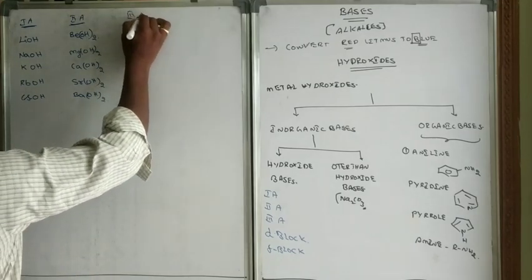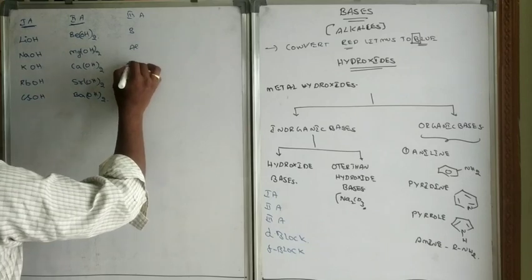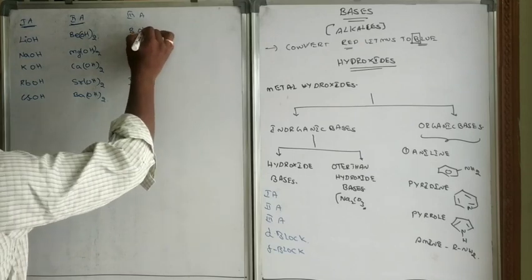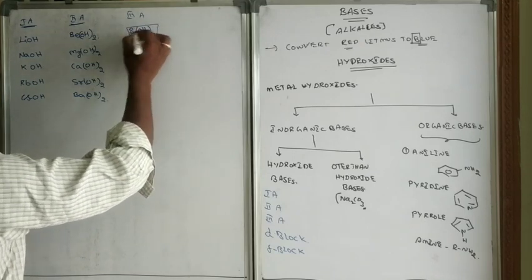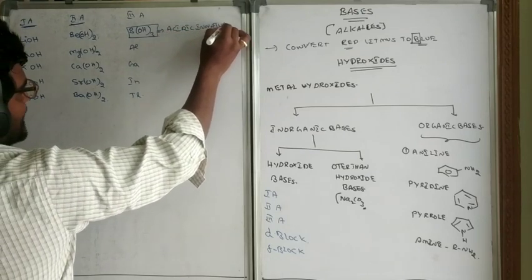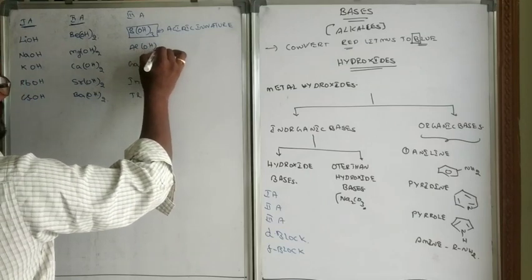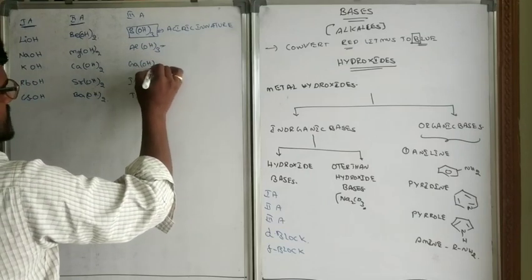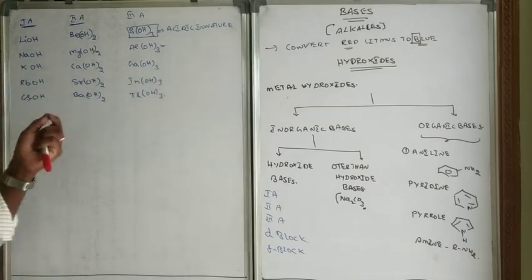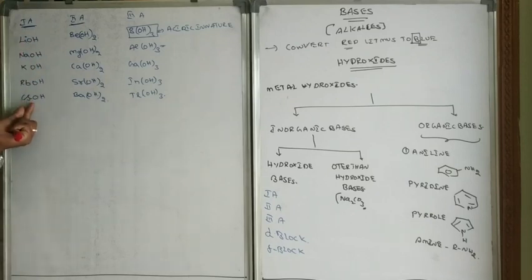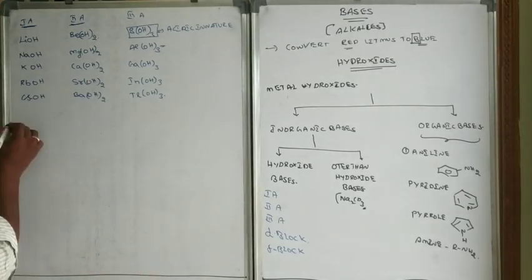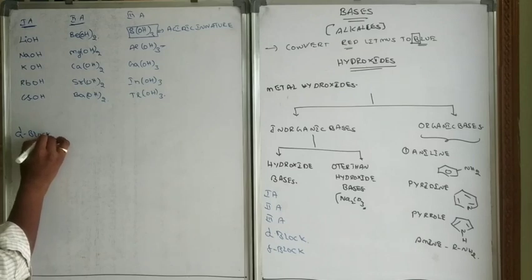Coming to the third A group elements, boron, aluminium, gallium, indium, thallium. Boron hydroxide, B(OH)3. This is exceptional. This will be acidic in nature. Yesterday I have explained this thing. Aluminium hydroxide, gallium hydroxide, indium hydroxide, thallium hydroxide. So simple thing, the element whatever you want, we will take that element and add the hydroxide group to that particular element.